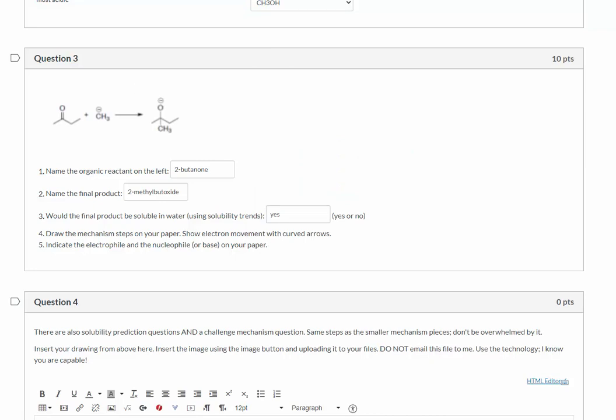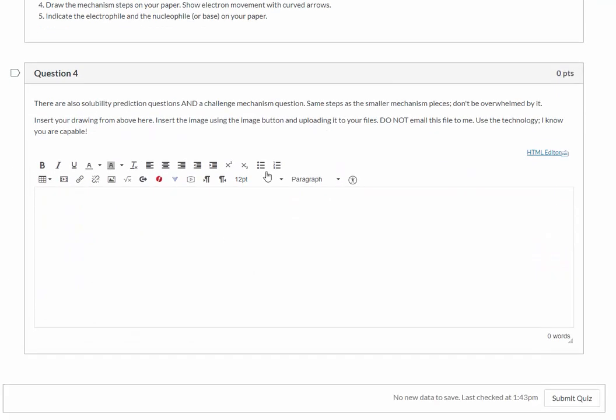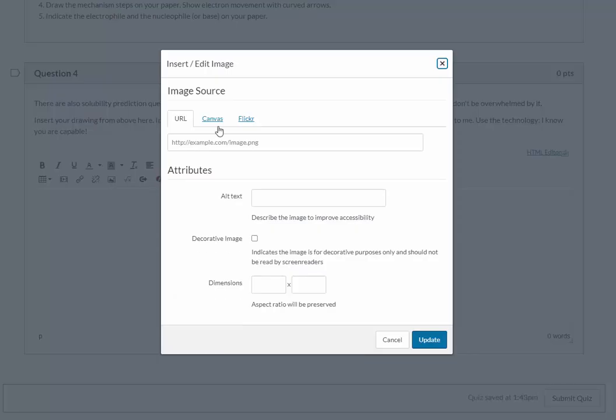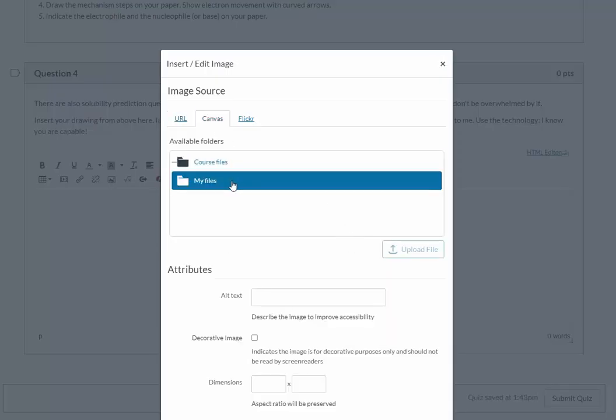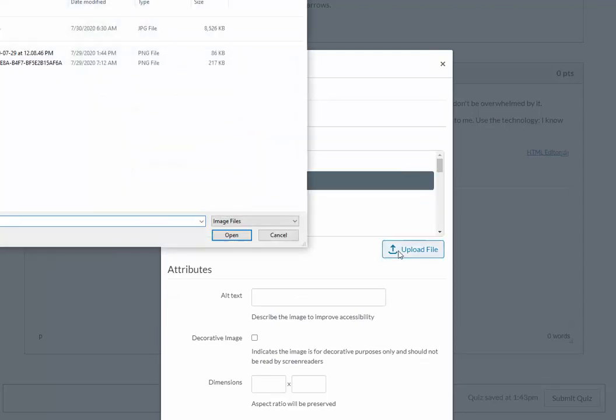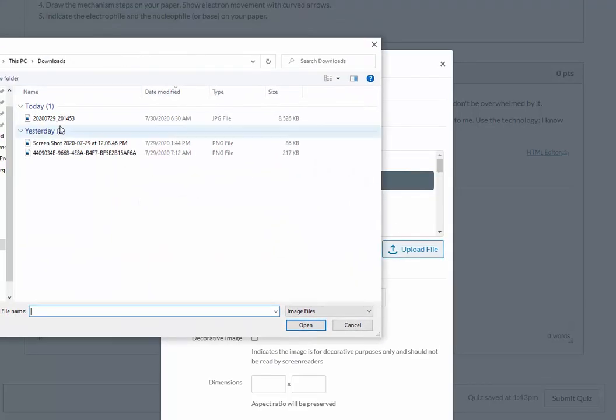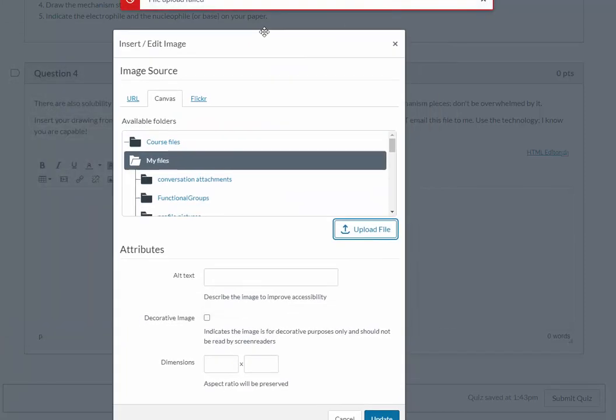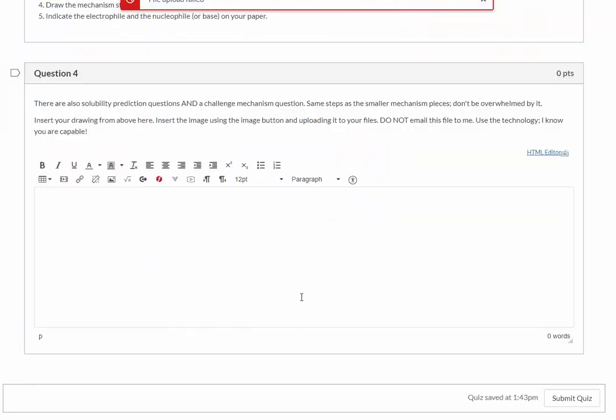Now, when you go to upload that file for your homework, I want you to use the Embed Image button here. Click Canvas, My Files, Upload File, navigate to your picture, and upload your file. And you'll embed it right here.